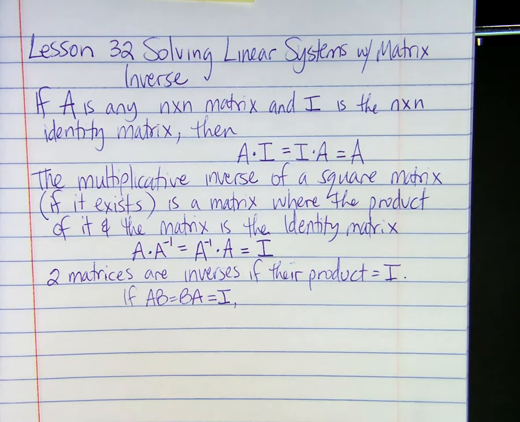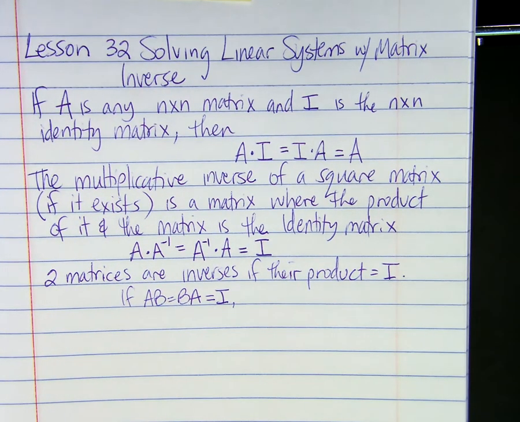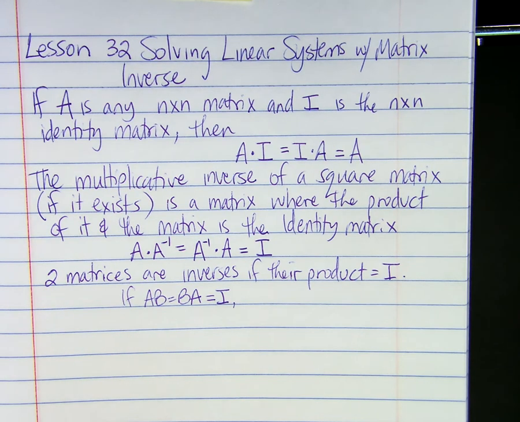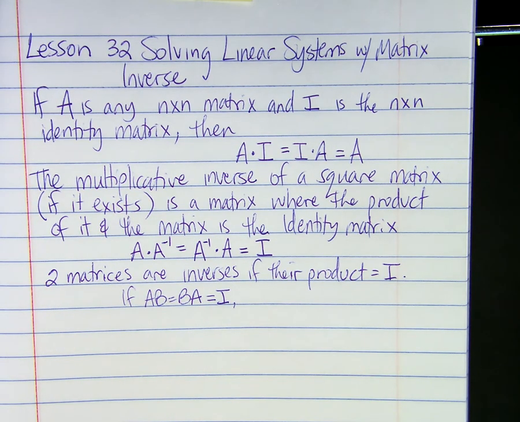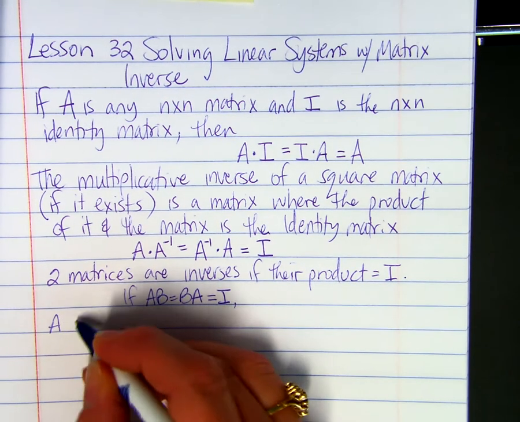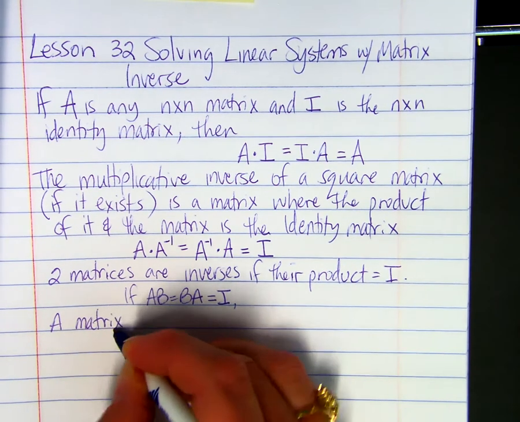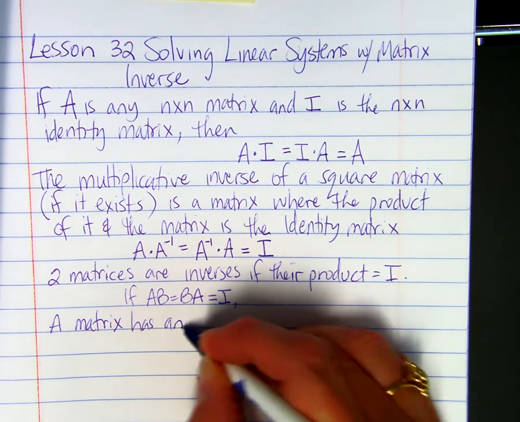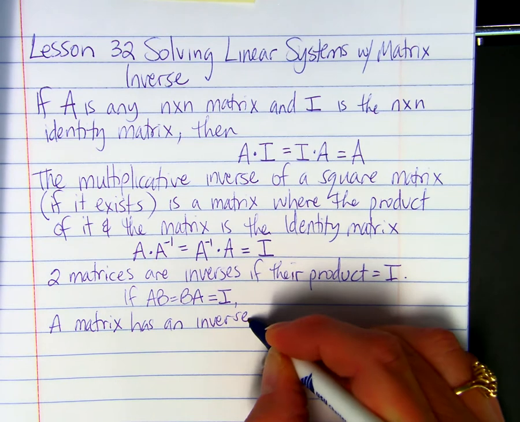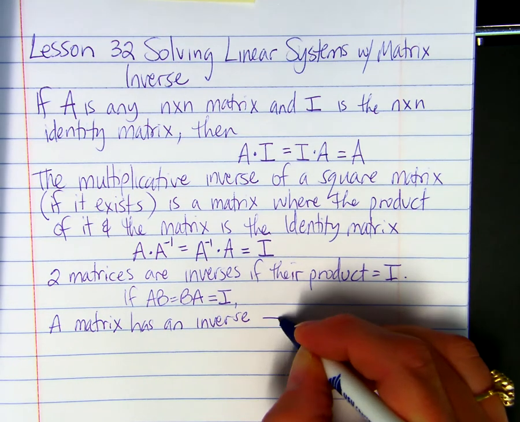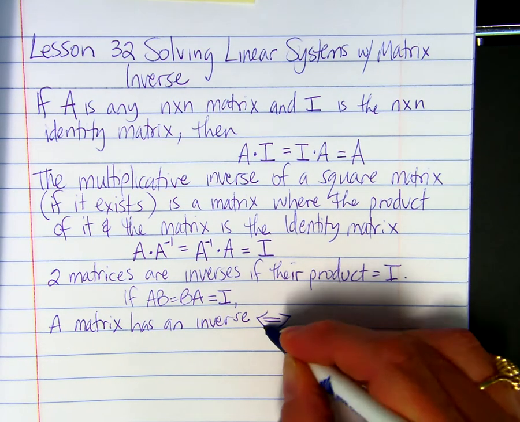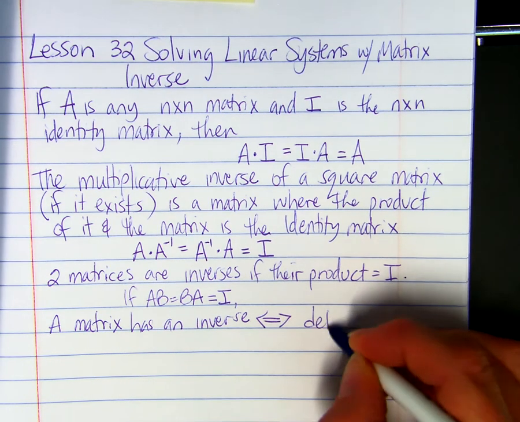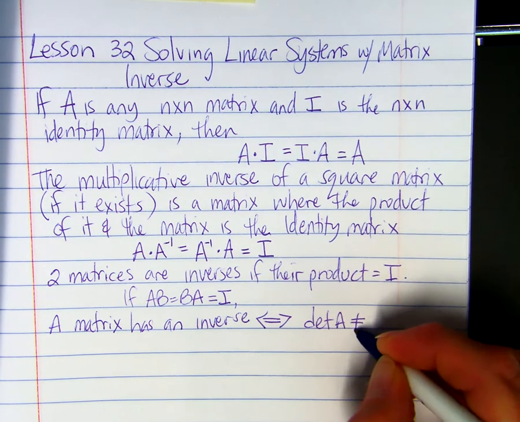Now you can tell if a square matrix has an inverse: if the determinant does not equal 0, then it has an inverse. So a matrix has an inverse if and only if, remember the double arrow, the determinant of A does not equal 0.